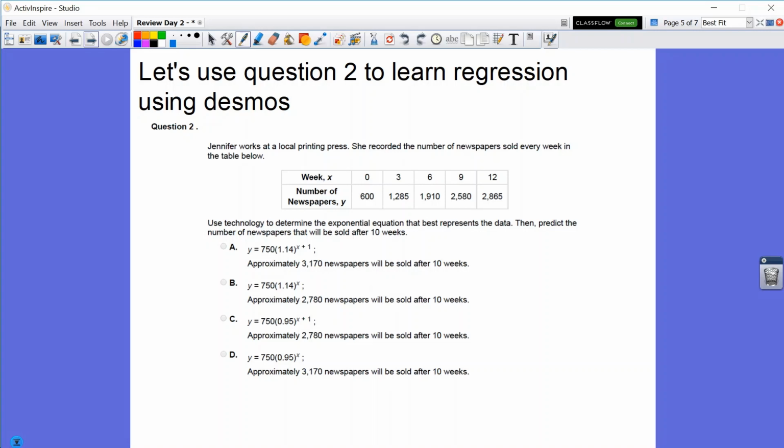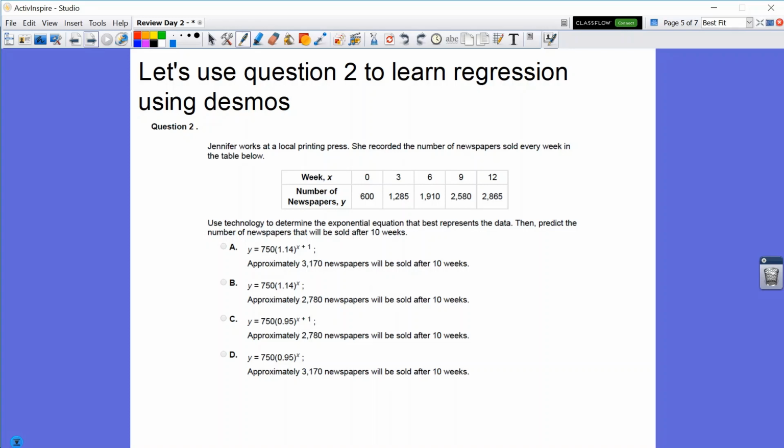So we're going to learn how to use Desmos with this example problem. So doing question 2 together. Question 2 says Jennifer works at a local printing press. She records the number of newspapers sold every week in the table below. Use technology to determine the exponential equation that best represents the data. Then predict the number of newspapers that will be sold after 10 weeks.